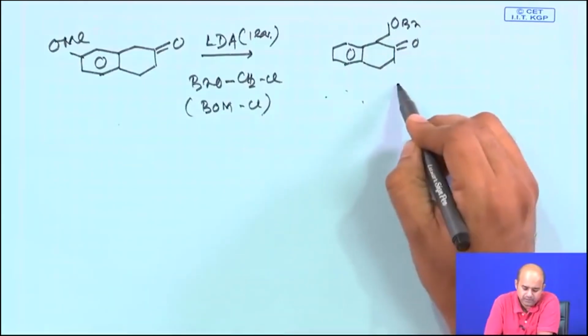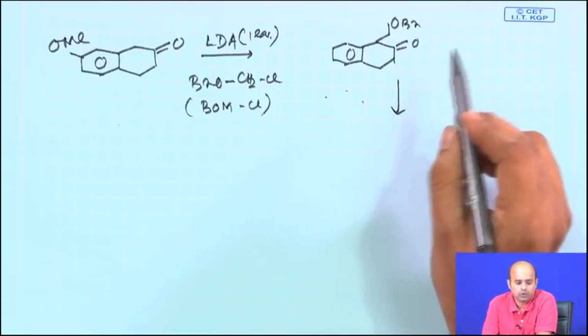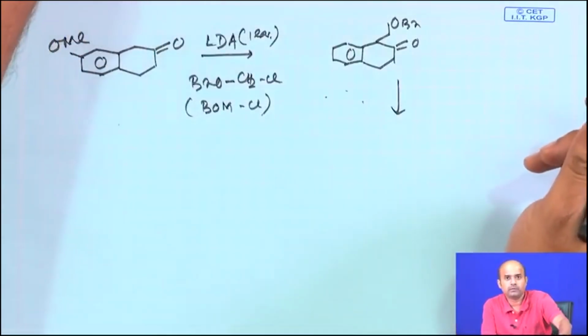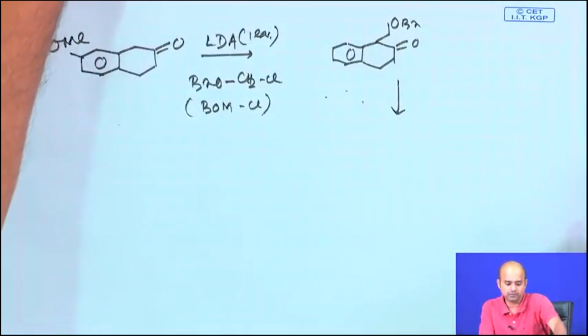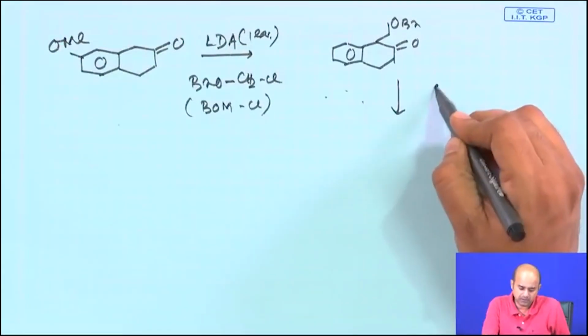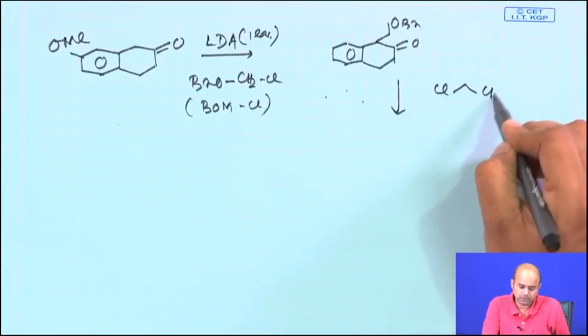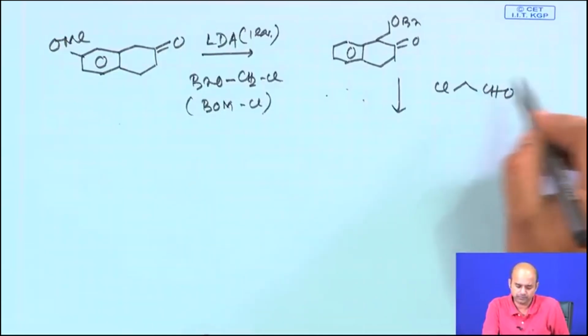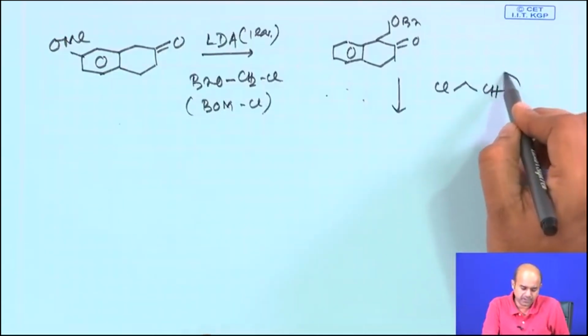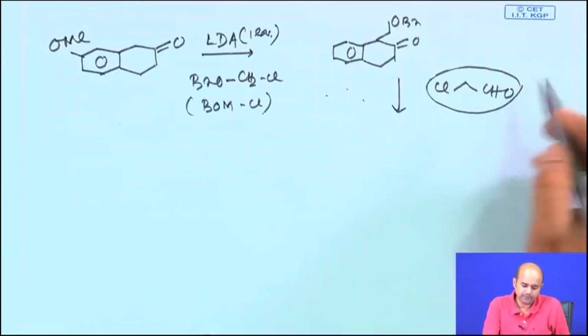OBn. The second group which you need to introduce must have a CH2CHO. In principle, you can basically use this kind of chloroacetaldehyde. It is definitely possible, but sometimes this reagent might not be easily available.